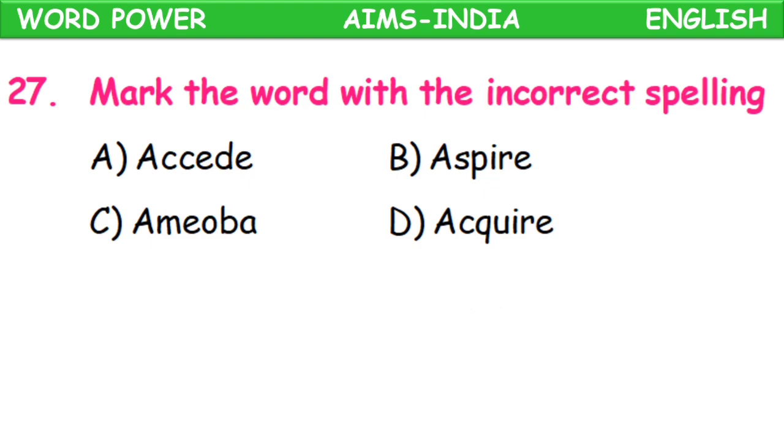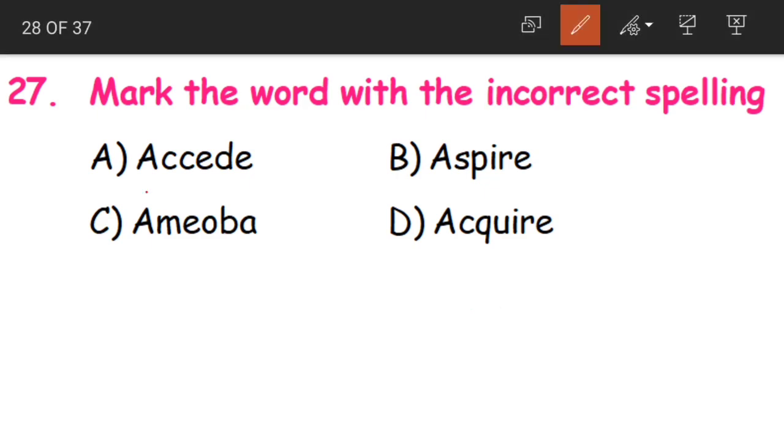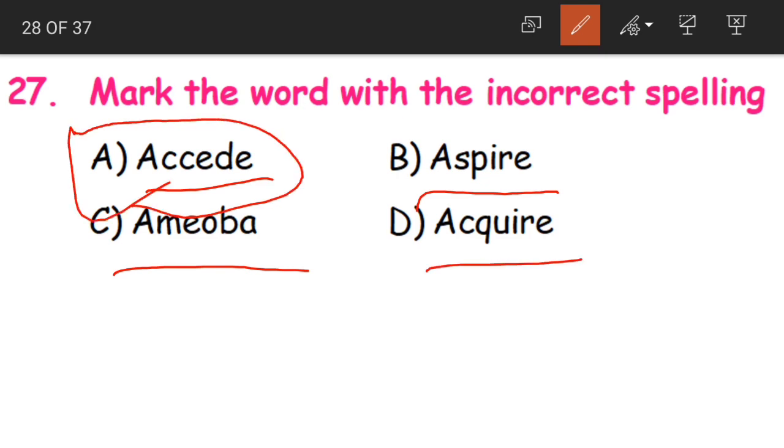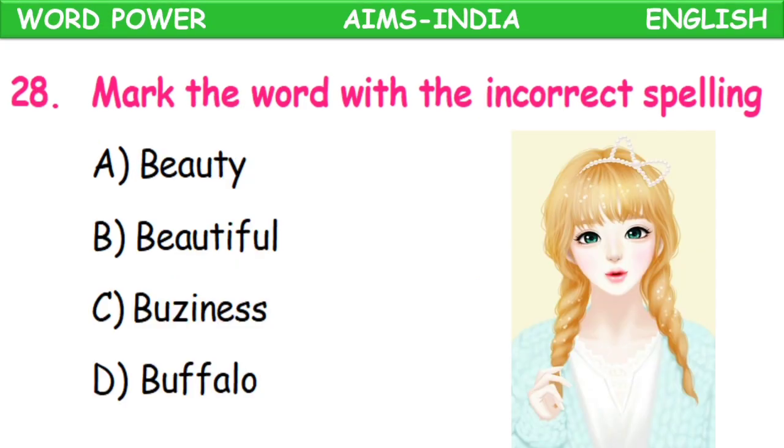Understood children? Now, mark the word with the incorrect spelling. See here, you have four words. You have to select the word which has an incorrect spelling. Acid, aspire, amoeba or acquire. So the wrongly spelt word is this one, acid. Clear? The other three are correct spellings.